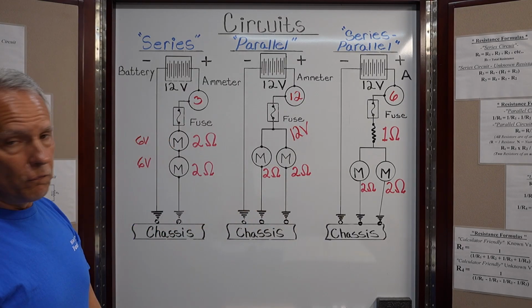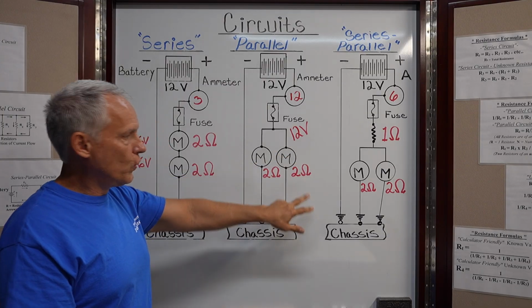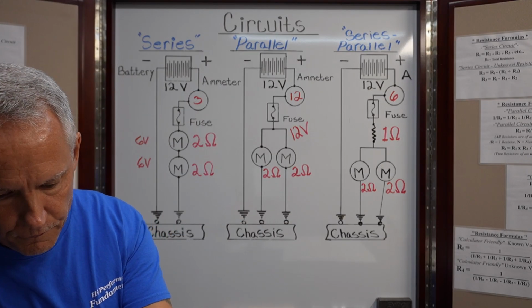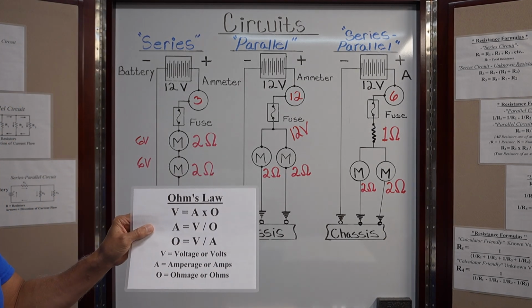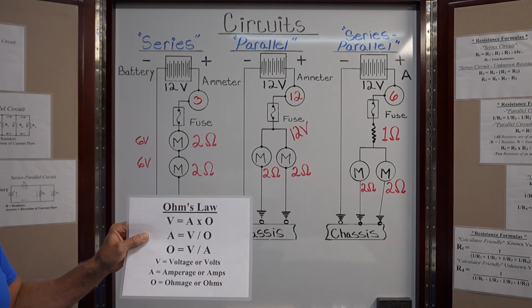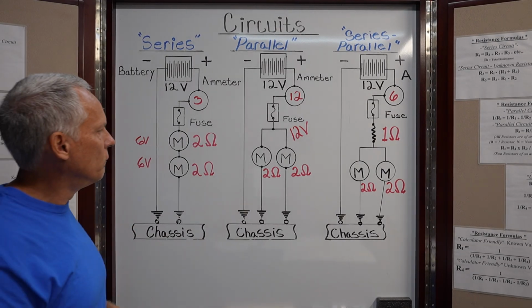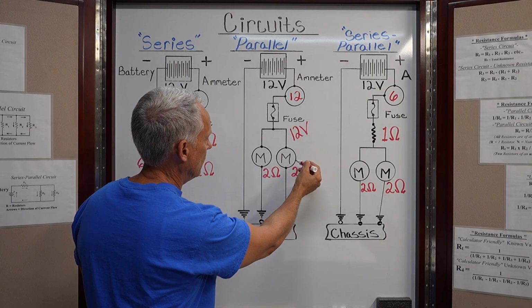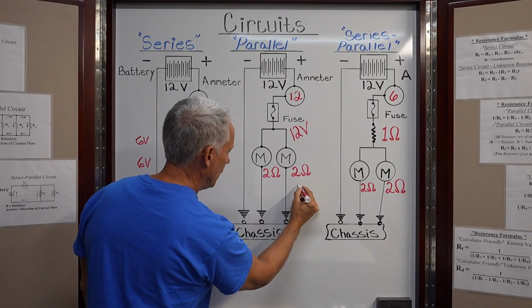All right, now let's calculate this real quick. Since we have 12 volts going through a 2 ohm circuit, what's our amperage? Right? Okay, well, let's find for amperage. Our amperage is going to be equal to volts divided by ohms, or amps equals volts divided by ohms. So now we know we want to find out what is the amperage through this circuit. Take 12 divided by 2, 6 amps.